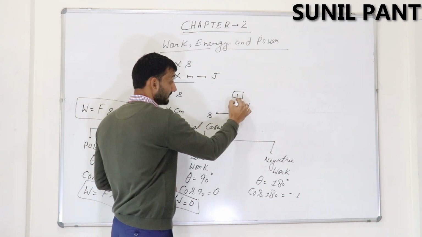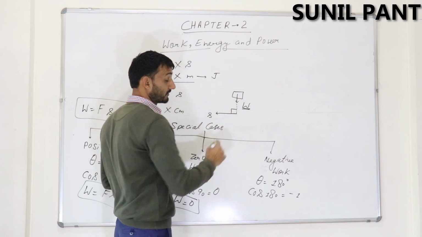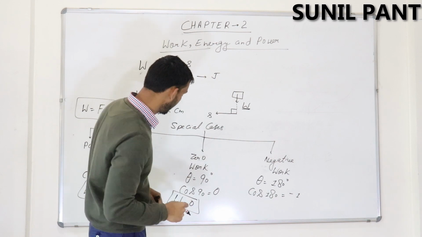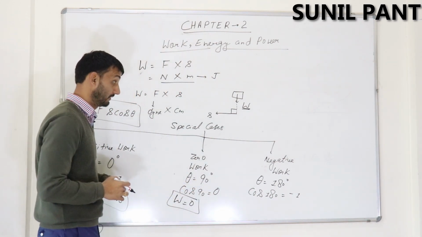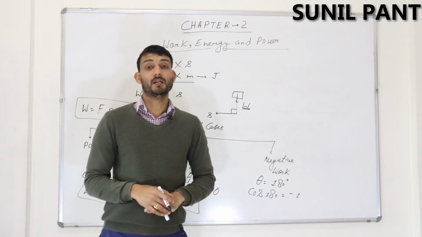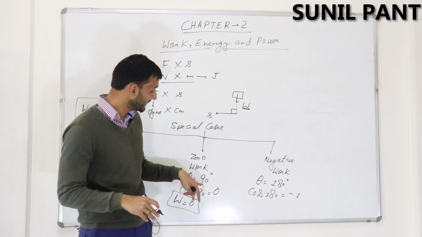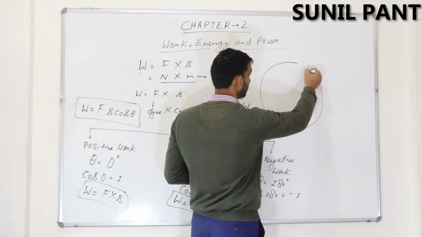So as you can see, the angle between this force, which is the force of gravity, and displacement is 90 degrees, and if theta is 90, cos 90 will be 0, and therefore the work will be 0. So this is one example. One important example here to discuss about zero work where theta is 90 is the motion in a circular path.